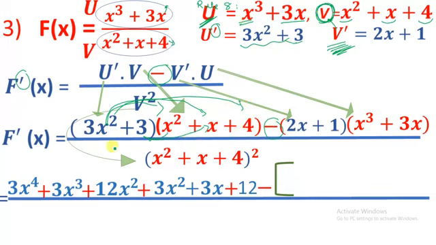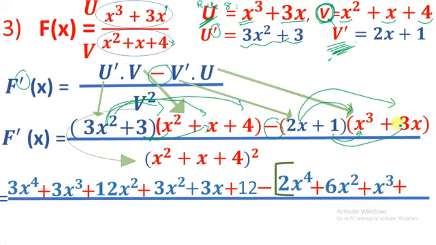This step is very important because the minus changes the sign inside the bracket. So we will get minus, and we will expand the two brackets. 2x multiplied by x cubed is 2x to the power 4. 2x multiplied by 3x is 6x squared, plus 1x cubed, plus 3x, over x squared plus x plus 4 all squared.